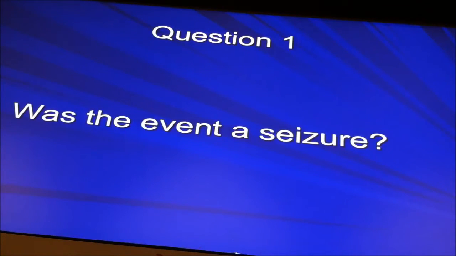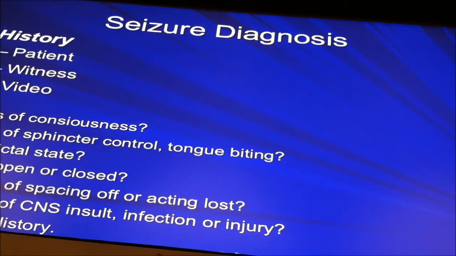Okay. All right, so the question first, when you look at the case, you want to know, is it a seizure or not? It might not be a seizure, okay? So, to reach this conclusion, we first go to the history. We ask the patient, or we ask a witness, or we look at a video.